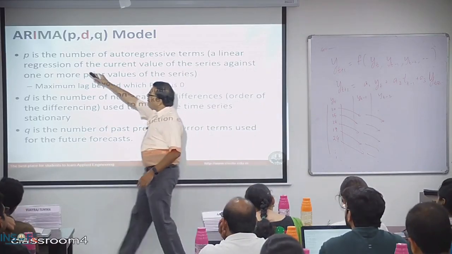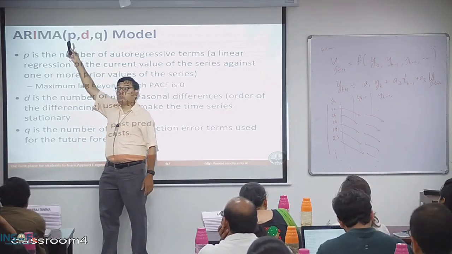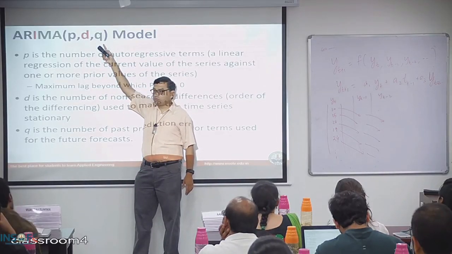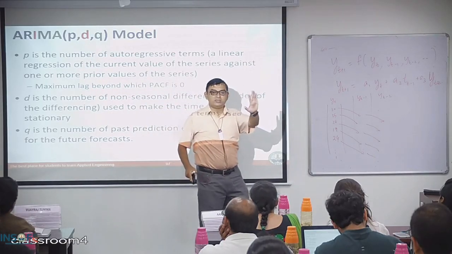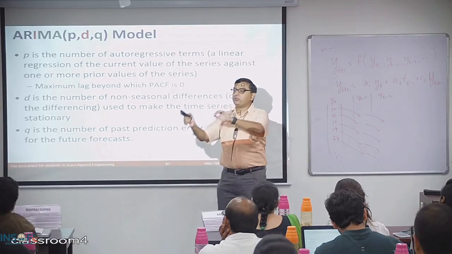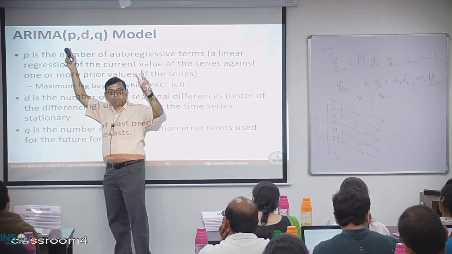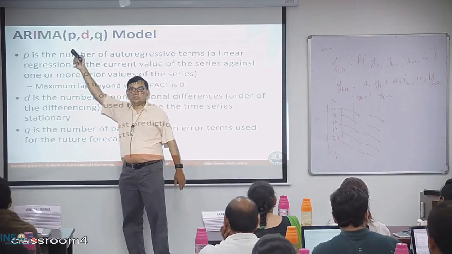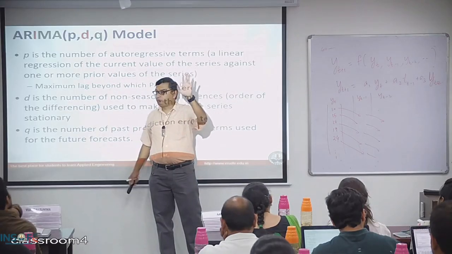So ARIMA model has three parameters, P, D, Q. P indicates how many autoregressive terms are used. Q indicates how many error terms are used. D indicates how many times you need to difference it to make it stationary. So if the given time series needs to be differenced twice to make it stationary, then this term D would be 2. If it just needs differencing once and it becomes stationary, then D will be 1. If the given time series is already stationary, then the value of D will be 0.